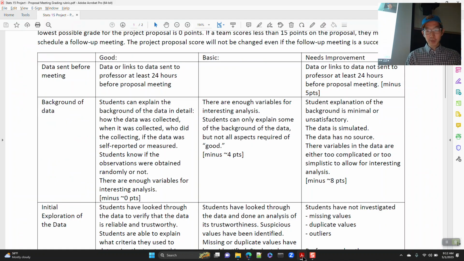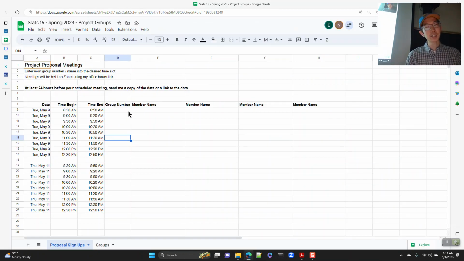Whatever time slot you pick, you need to send me your data 24 hours in advance. So your group shouldn't meet the day before. You can meet the day before to do a once-over and review everything, but you need to have your data picked out well in advance, okay?